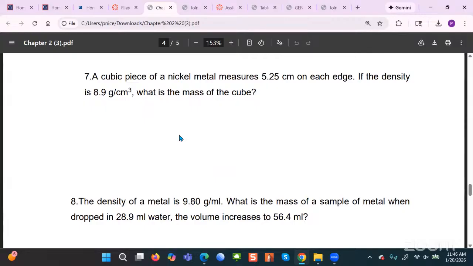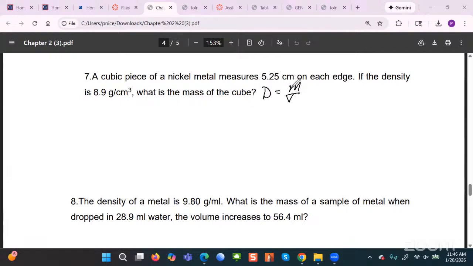Each length of the cube would be of equal length, right? As it says here, the length is 5.25 centimeters on each edge. It says if the density is 8.9 grams per cm cube, what is the mass of the cube? So based on what was covered in the videos, what is the formula for density? Mass over volume.